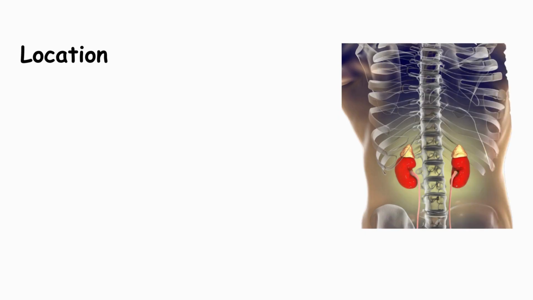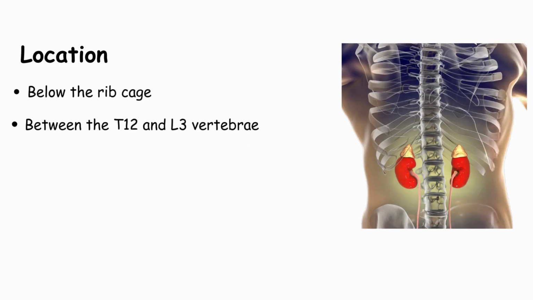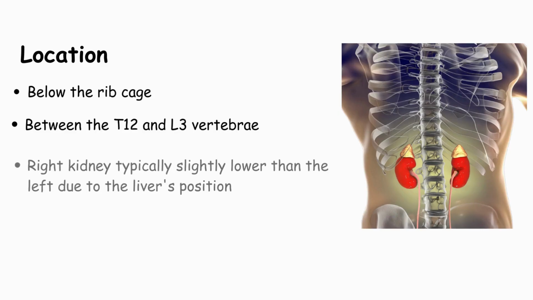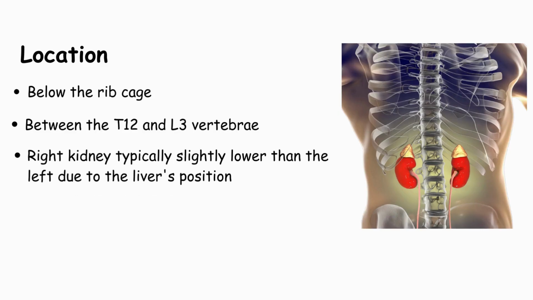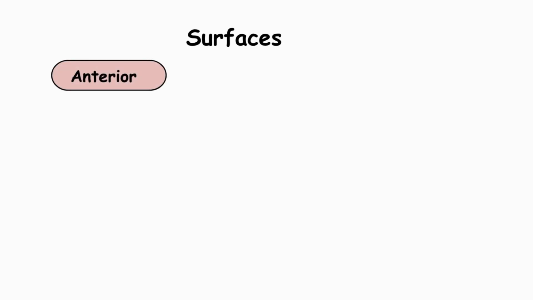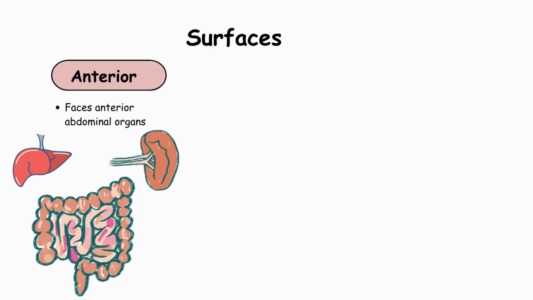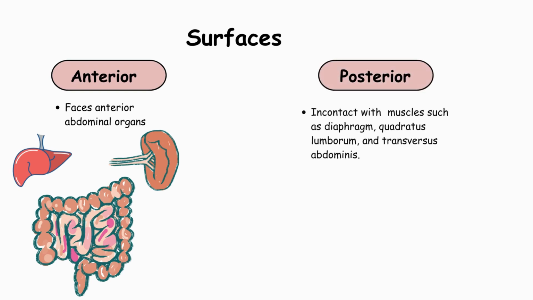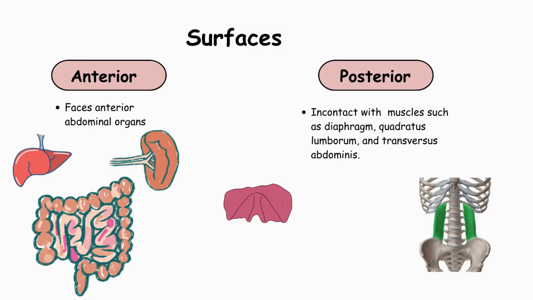It is located below the rib cage, on either side of the vertebral column, between the 12th thoracic and 3rd lumbar vertebrae. The right kidney is typically slightly lower than the left due to the liver's position. Its anterior surface faces the abdominal organs like the liver, spleen, duodenum and ascending colon, while its posterior surface is in contact with muscles like the diaphragm, quadratus lumborum muscle, and transversus abdominis muscle.